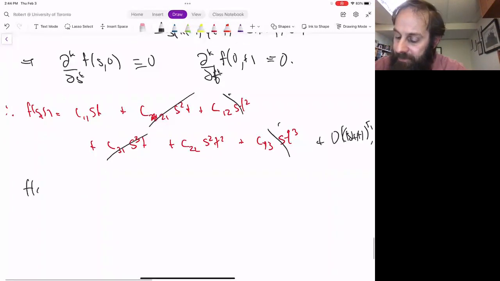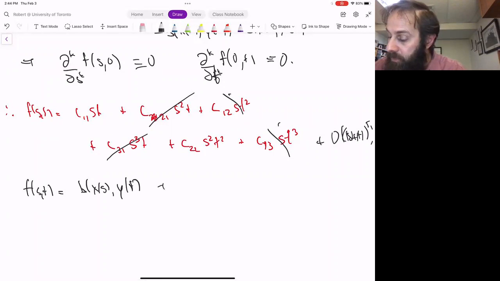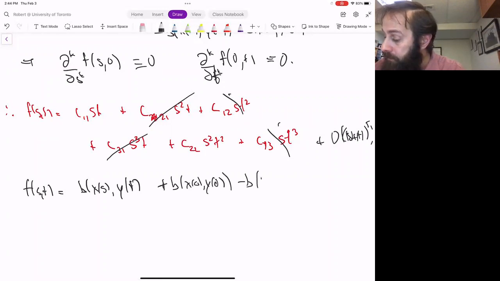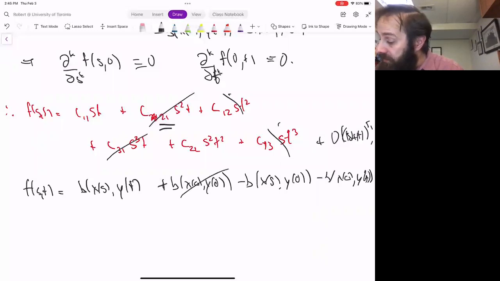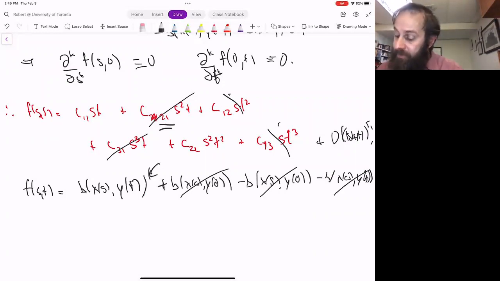So what was f of s,t again? It was like b of x(s), y(t), and then there were terms, well, I'll write them down. But if I'm going to take mixed derivatives like two s derivatives and one t derivative, then that's going to kill this term. There's no t derivatives, there's no t dependency here. It's going to kill this term and it's going to kill that term because there's no s dependence here. So I might as well just be taking derivatives of this. And so let me take a derivative.